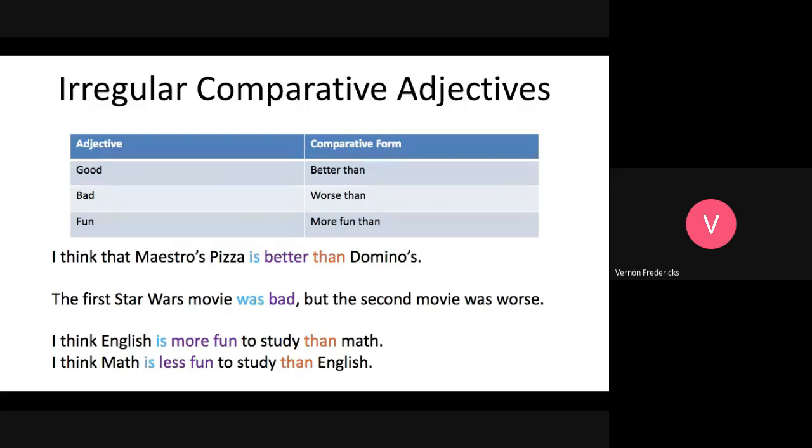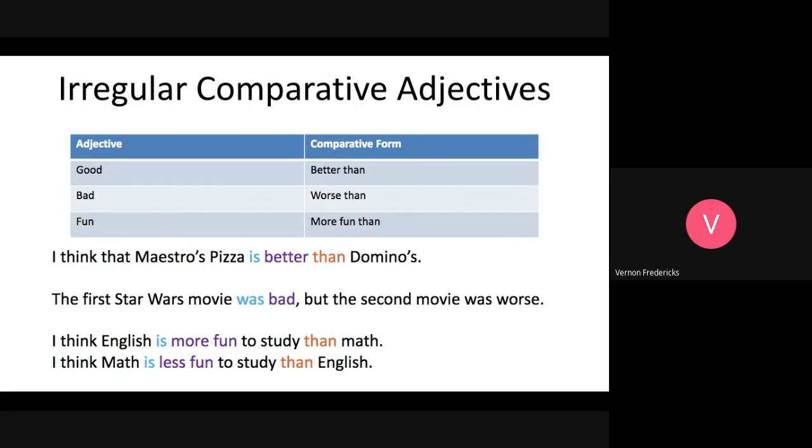Let's have a look at the example sentences. I think that Maestro's pizza is better than Domino's. Do you agree with that sentence? Let's read it again. I think that Maestro's pizza is better than Domino's pizza. Do you agree?